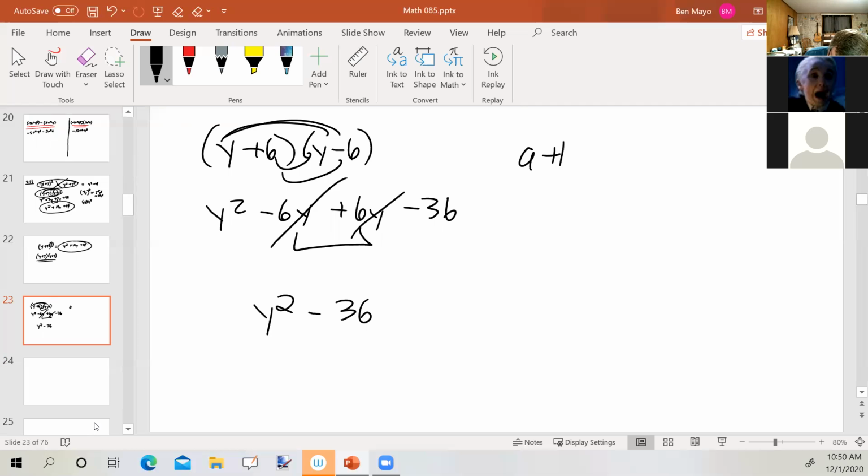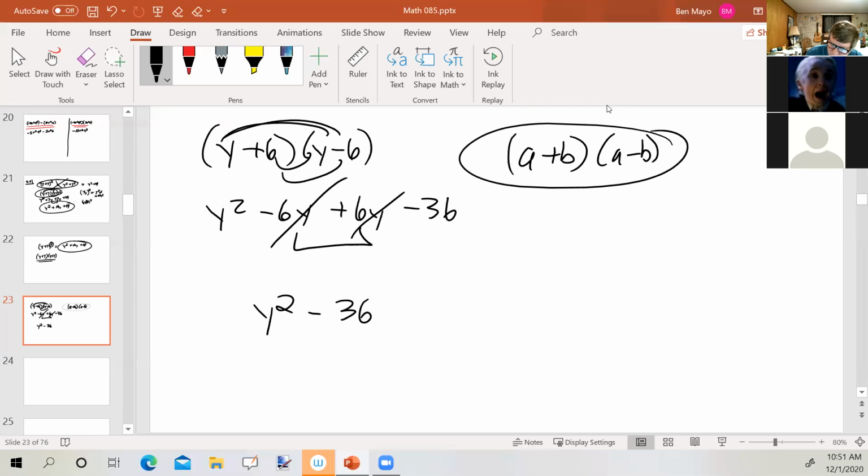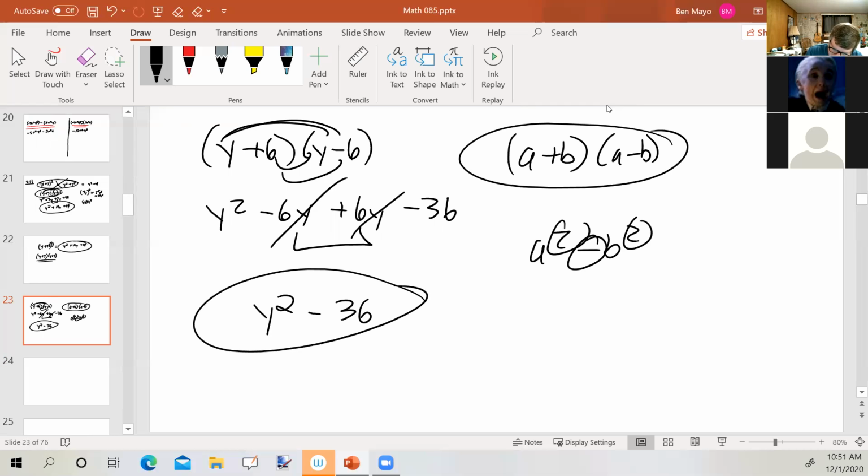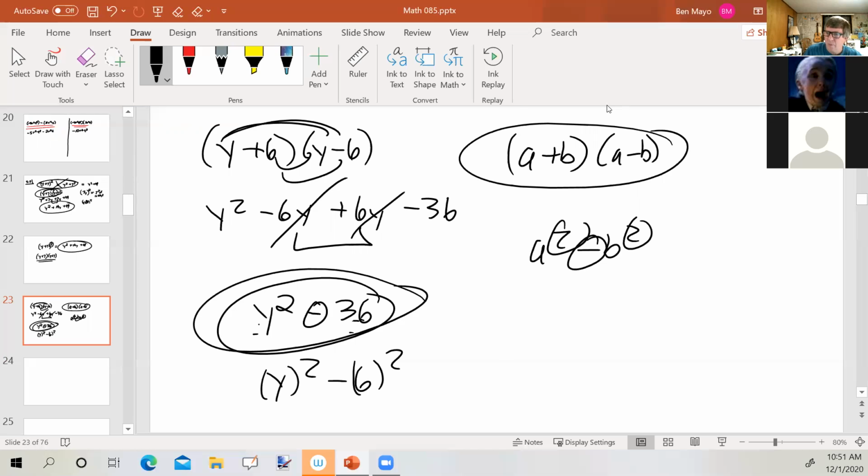In general, if we're adding the same two terms and then subtracting the same two terms, and we're foiling the two binomials together, the middle terms cancel out and we get what is called the difference, as in subtraction, of two squares. This is the difference of what? Y squared minus 6 squared. We would write it like this, but it still is the difference of two terms, both of which are squares. Okay.